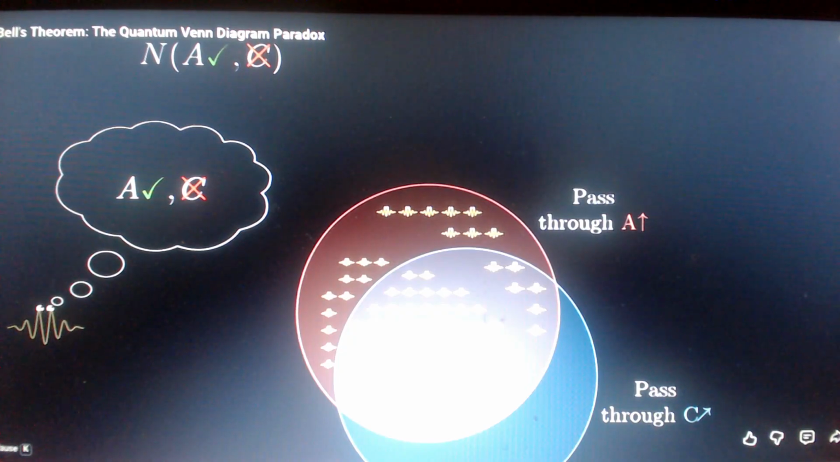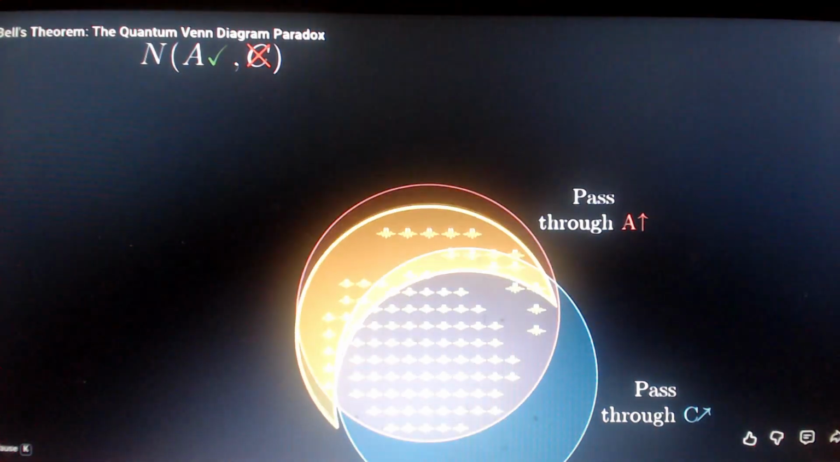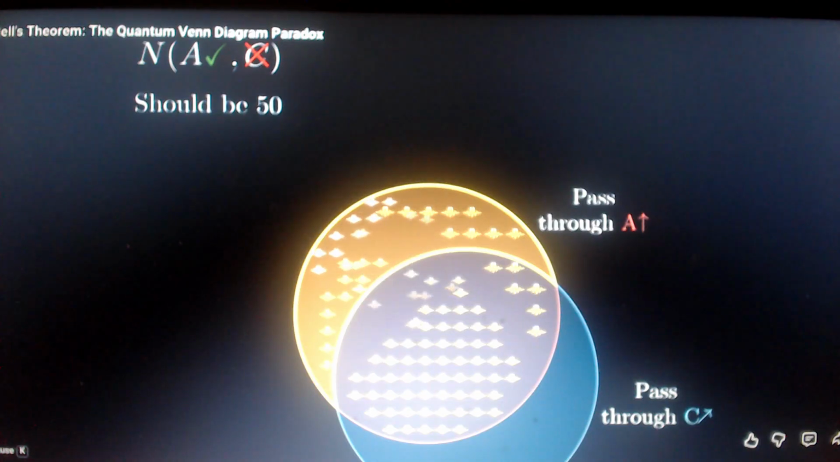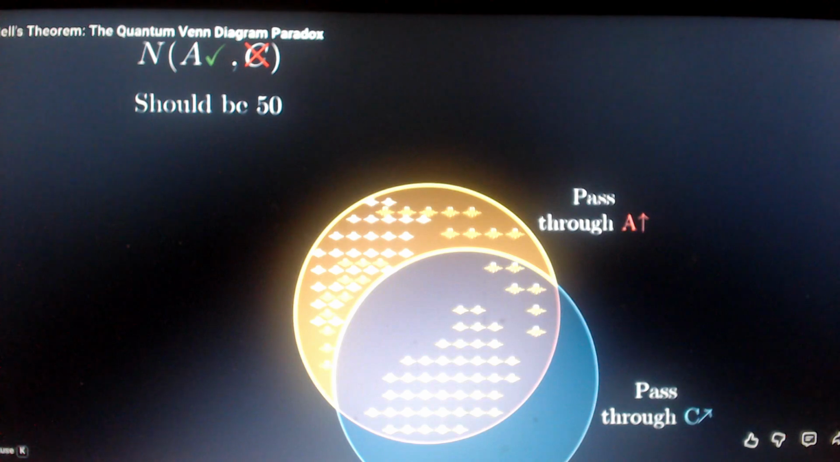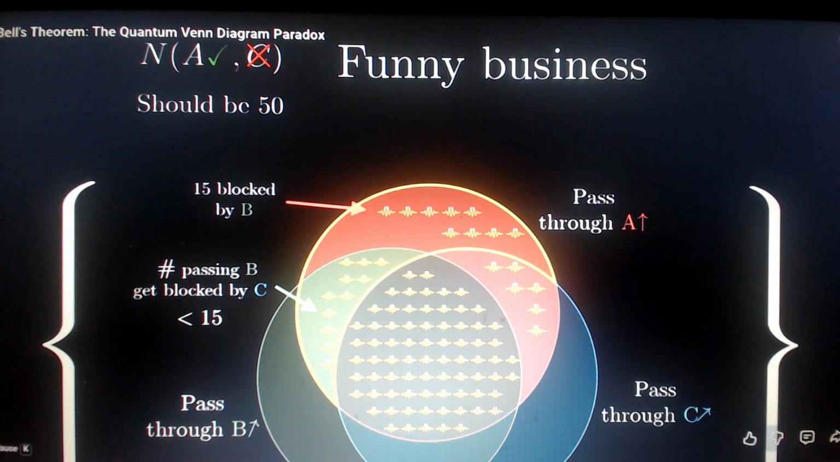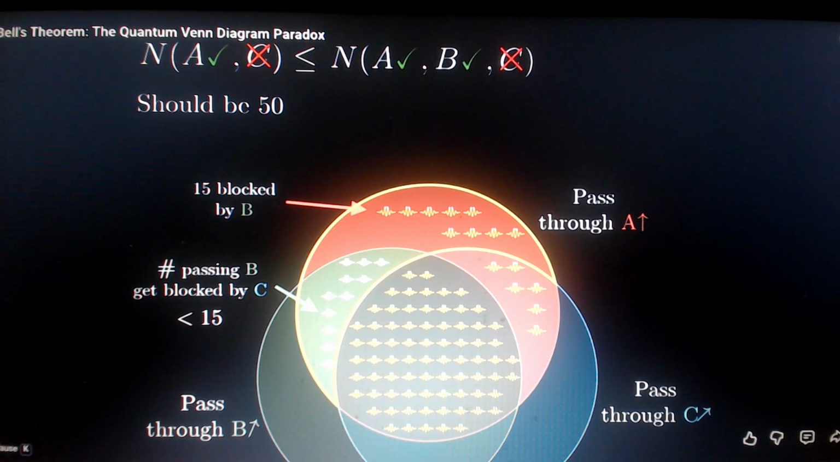Okay, that makes sense. It means that it's somewhere in this crescent moon region, inside circle A and outside circle C. Now, experiments tell us that a full 50 of these 100 photons that pass through A should get blocked at C. But if we take into account how these photons would behave if B was there, that actually seems impossible. Either those photons would have passed through B, meaning they're somewhere in this region here that we talked about earlier of passing both A and B but getting blocked at C, and that includes fewer than 15 photons.